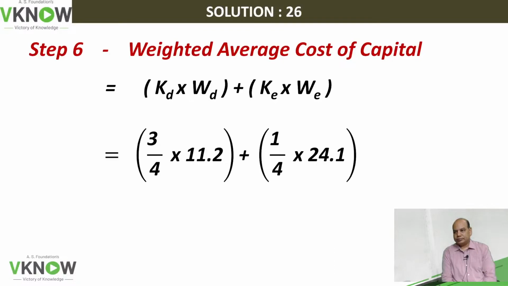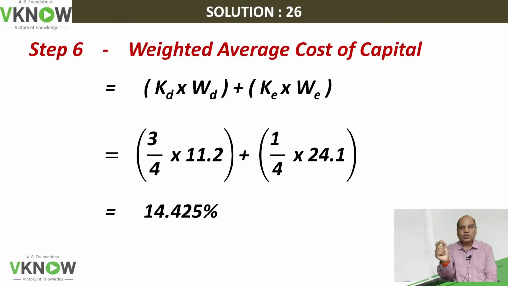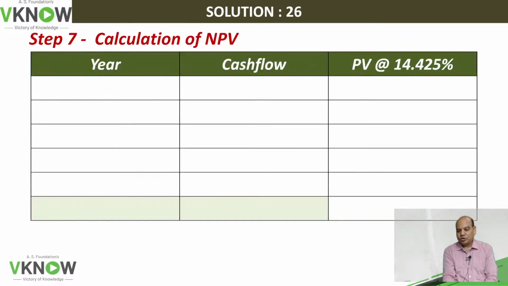Please solve. Answer please. So are you getting 14.425%? 14.425%. This will be used as a discount rate for evaluation of the new project.